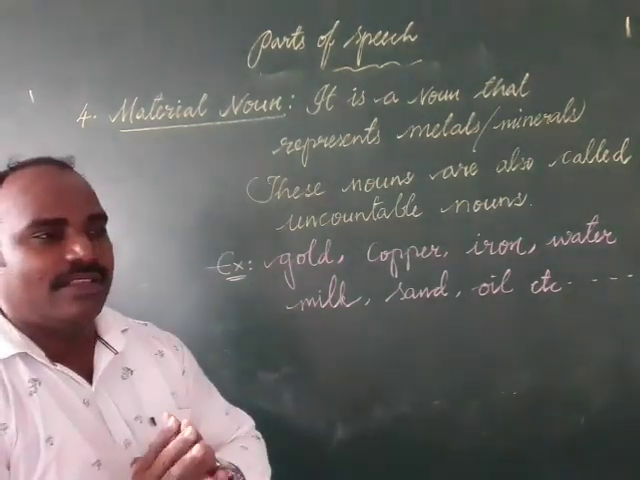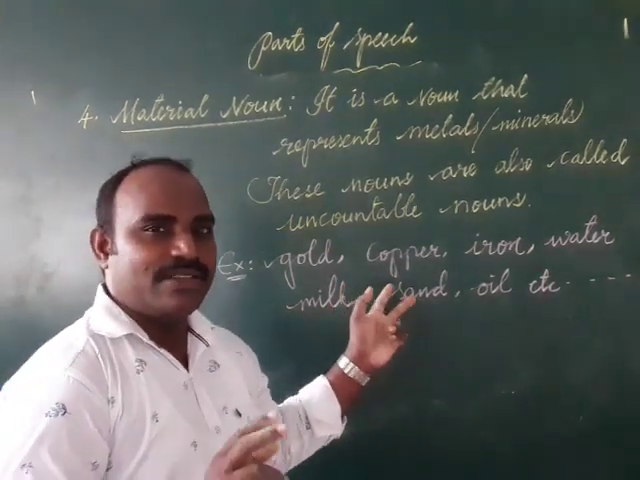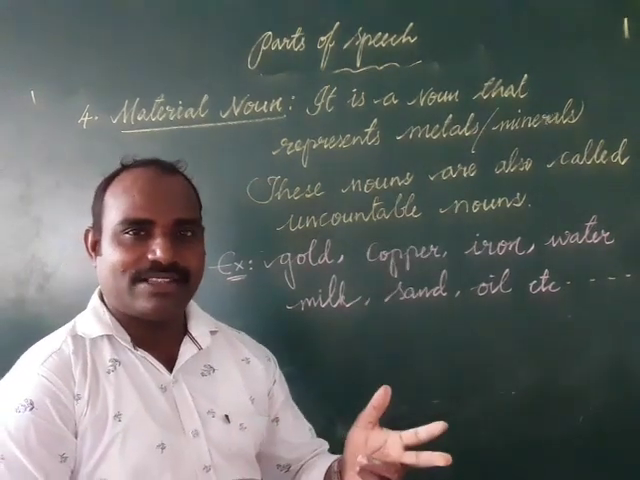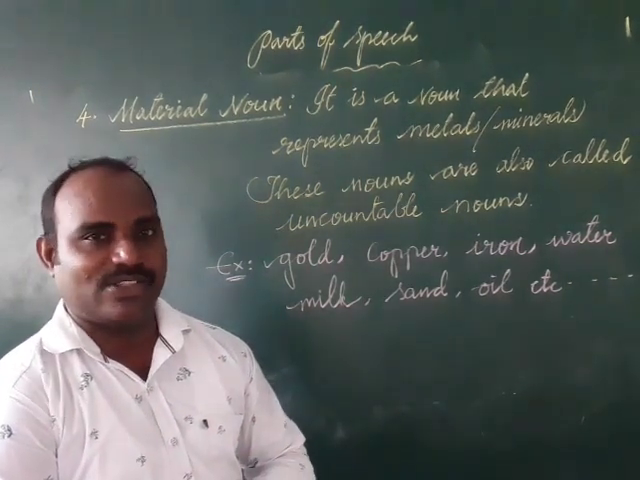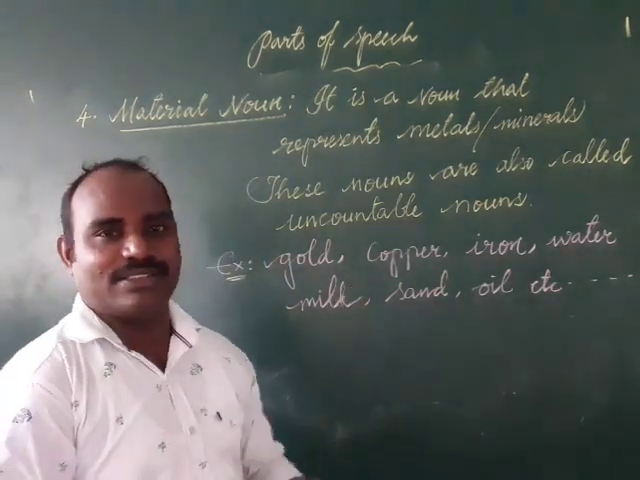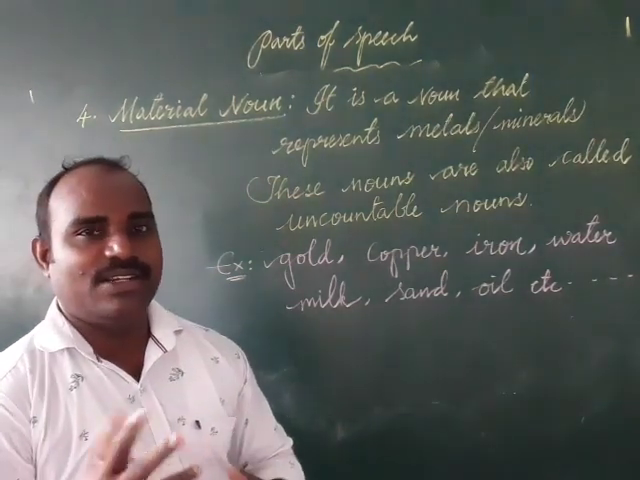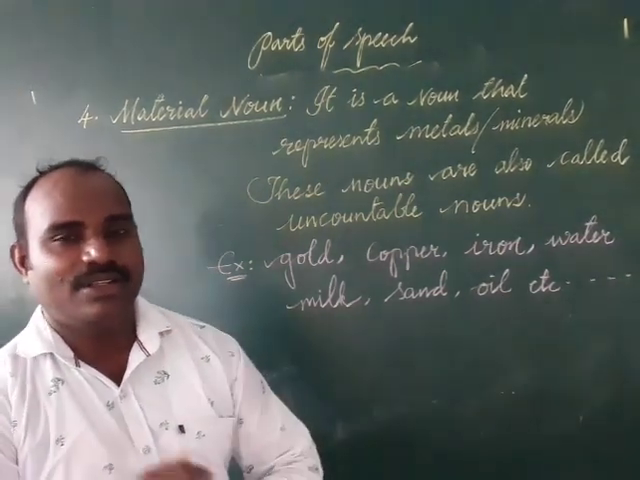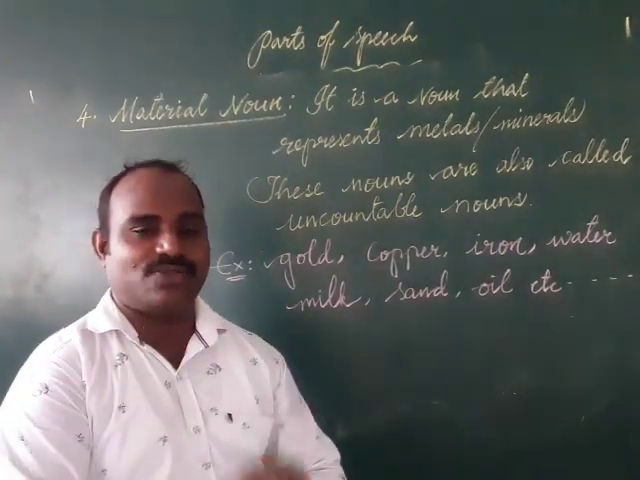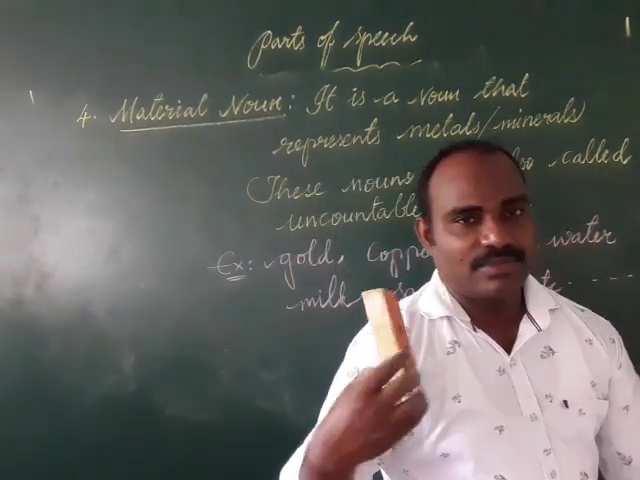Uncountable means the nouns that cannot be counted. See, they can be counted. They have different measurements, like they can be measured in liters and kilograms. You understand? You should not think that they don't have measurements. They can be measured in different units, like liters and kilograms. That is material noun. And we are learning the fifth and last one, abstract noun. Write it down in your notebook.